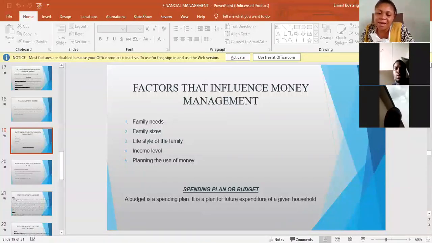I'm going over it again. Spending plan or budget. It's a plan for future expenditure of a given household for a period of time. That is about a spending plan.